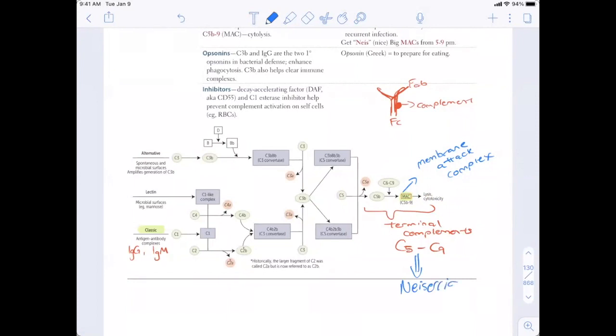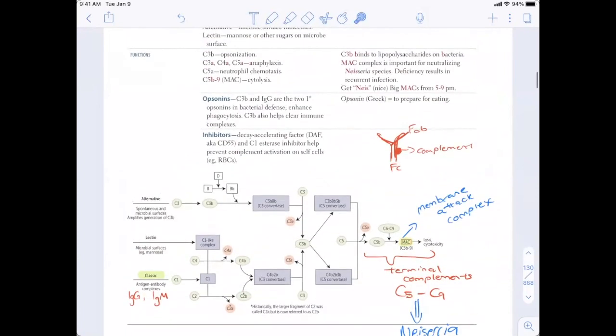Probably not spelling this right, but you guys know what I mean, right? Your Neisseria gonorrhoeae, Neisseria meningitidis, your Neisseria infections, your C5 to C9 likes to destroy them. So the question could be, if for any reason I don't get my C5 to C9, then what happens? You become prone to Neisseria infections, right? And probably recurrent infections with Neisseria could cause that, okay?